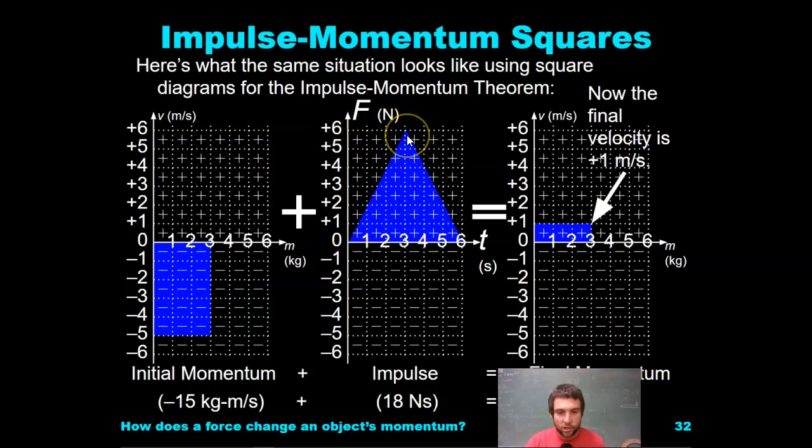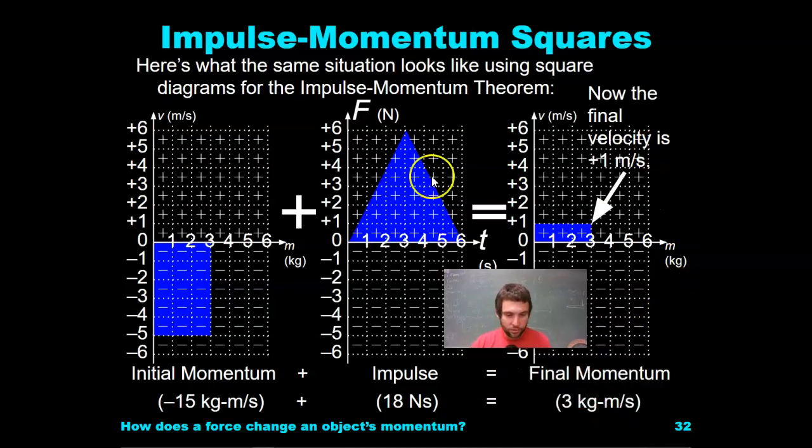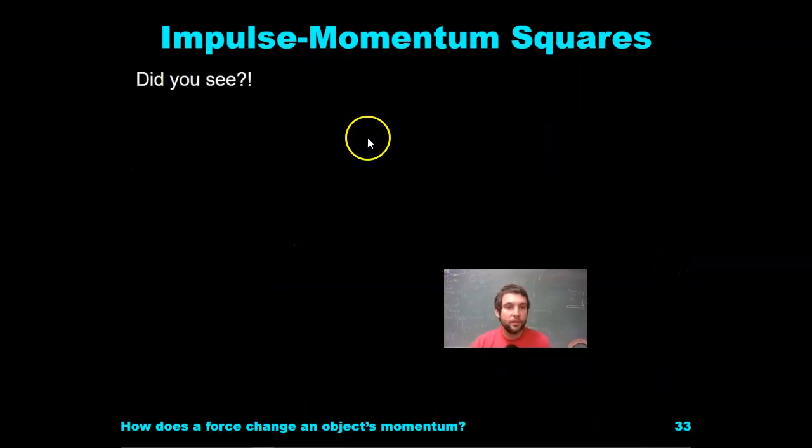The force is changing as time goes on for the first 3 seconds, and then the last 3 seconds it changes again. Now our final velocity, again we're going to go 3 kilograms here. Our mass hasn't changed. So it only needs to go up 1. So that's what the final velocity would be. There's your numbers.